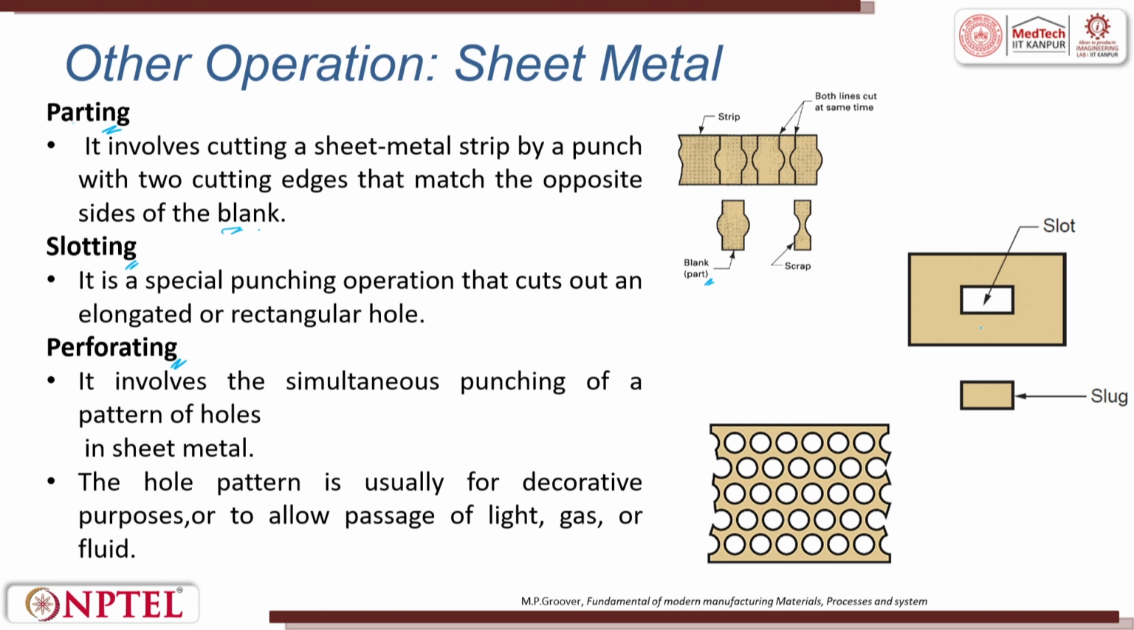What is slotting? A special type of punching operation is called a slotting operation. In punching, generally we have a circular hole. In slotting, we have a square or a rectangular hole. Perforating involves simultaneously punching a pattern of holes on a sheet metal. The hole pattern is usually used for a decorative purpose, or it allows light, gas or fluid to flow through it. It can be used like a sieve.